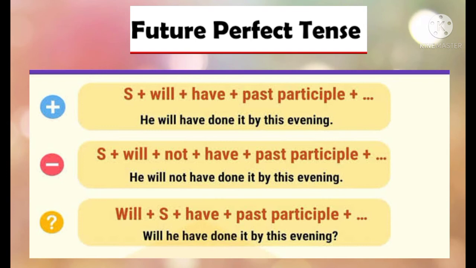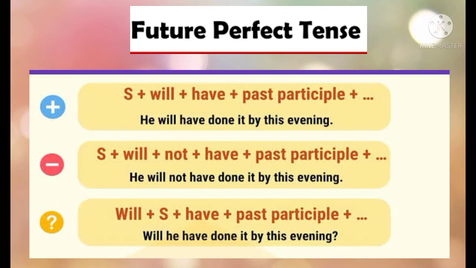Next comes our negative sentence. To make a negative sentence, children, we'll add the negative expression, that is not. So, subject plus will, and then we'll write not, have, and the past participle form of the verb. For example, he will not have done it by this evening.